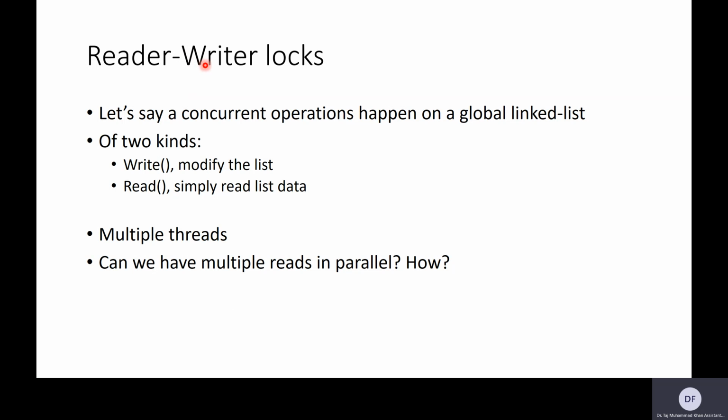But if there is a thread which is modifying the global data, then we can't allow multiple threads to modify global data simultaneously. For that, we have to strictly implement mutual exclusion. Okay? So this kind of implementation of locks, which distinguish between reader threads and writer threads and allow multiple accesses to reader threads simultaneously, we call them reader-writer locks. So how can we allow multiple reads in parallel? So here's an implementation of a reader-writer lock, which can be simply like this.